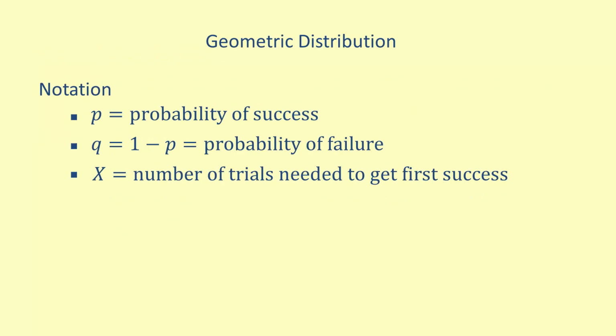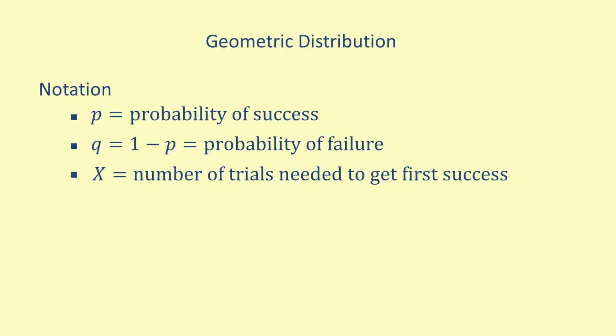Let's go over the notation we'll be using. P is the probability of a success in any trial, and Q is the probability of failure in any trial. Since the outcome of each trial must be either a success or a failure, success and failure are complements. As a result, the sum of the probability of success and the probability of failure must equal 1. Since we know this, we know that the probability of failure, Q, is equal to 1 minus P.